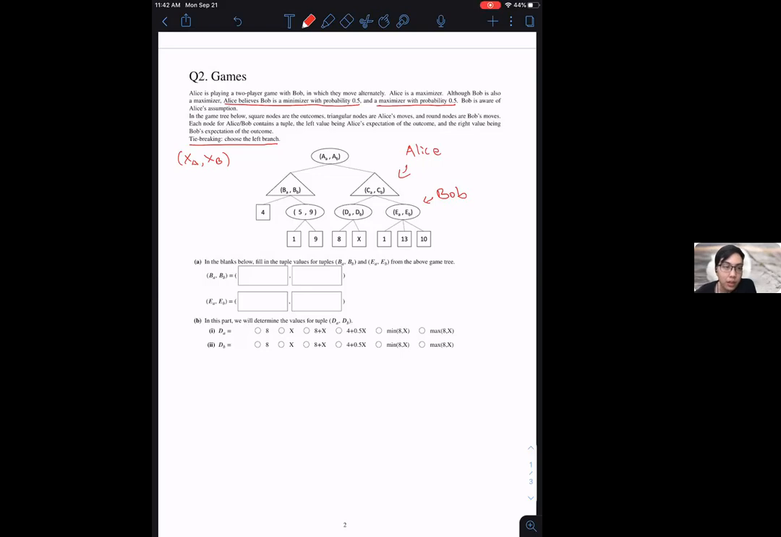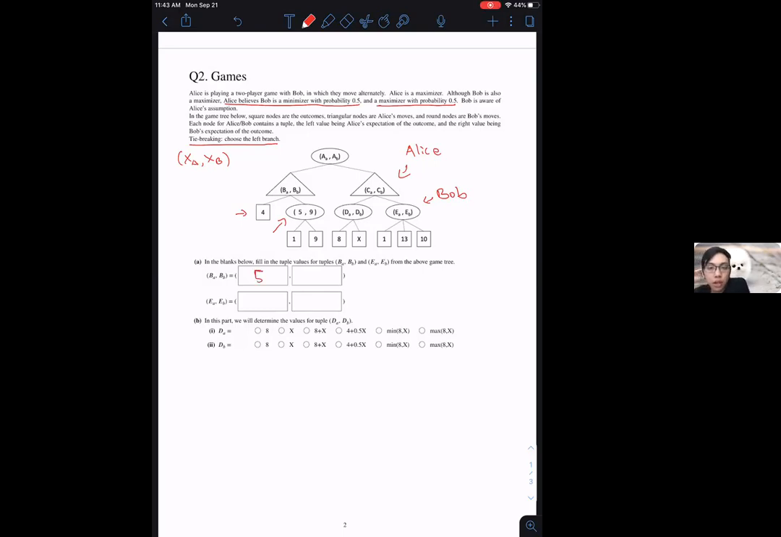So for tuple B, we know that the left value of Alice's node is going to be the maximum of the left values of its children nodes. Why? Because the left values of each node consist of the outcome that Alice expects it to be. And so if Alice is a maximizer, she's just going to choose the maximum of the outcomes that she thinks will occur. So for BA, she knows that this value is 4, and the value that she believes is in this oval node is 5, because that's what she thought that Bob would choose based on her analysis of how Bob acts. Therefore, BA is going to be the maximum of 4 and 5, which is just 5.